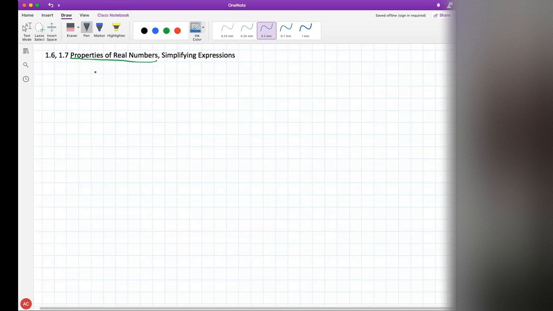So let's first introduce expressions. I don't know if we've talked about expressions yet. We're going to talk about expressions, what they mean. Then we'll talk about the properties that I mentioned. We call these algebraic expressions.